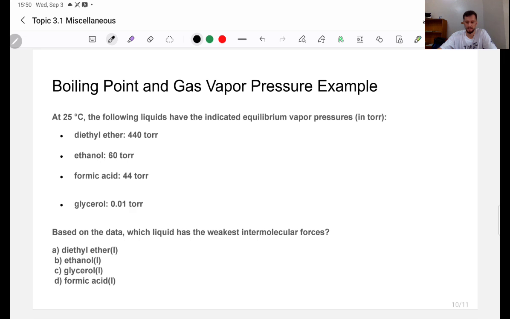Okay, so hopefully you've paused this video and thought about your answer. Weakest intermolecular forces means that it will most readily become a gas, which means that at the same temperature, a greater percentage of that chemical will be in the gaseous state. And therefore, the weakest intermolecular forces means the most gas, and therefore the most vapor pressure. So we're going to go with diethyl ether.